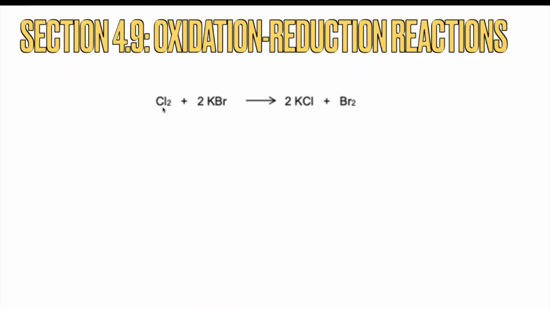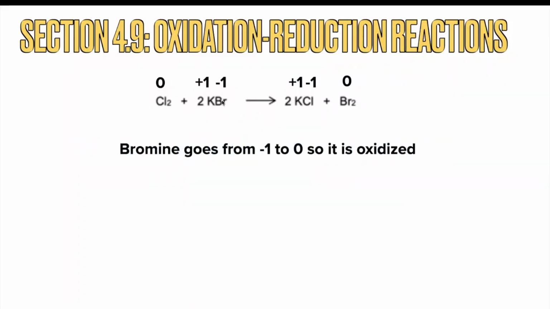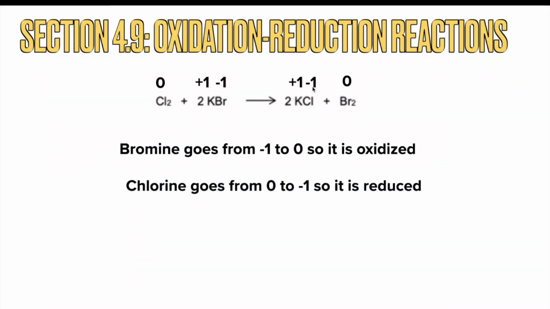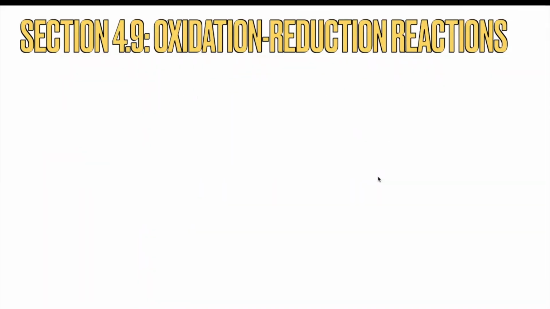Okay. Cl2, we know that's 0. It's pure. It's +1 for potassium, -1 for bromide. Again, know that. That's 0. So yes, we do have a change here. Bromine is going from a -1 to a 0, so it's getting oxidized. Chlorine is going from 0 to -1. It's reduced. What about this one?